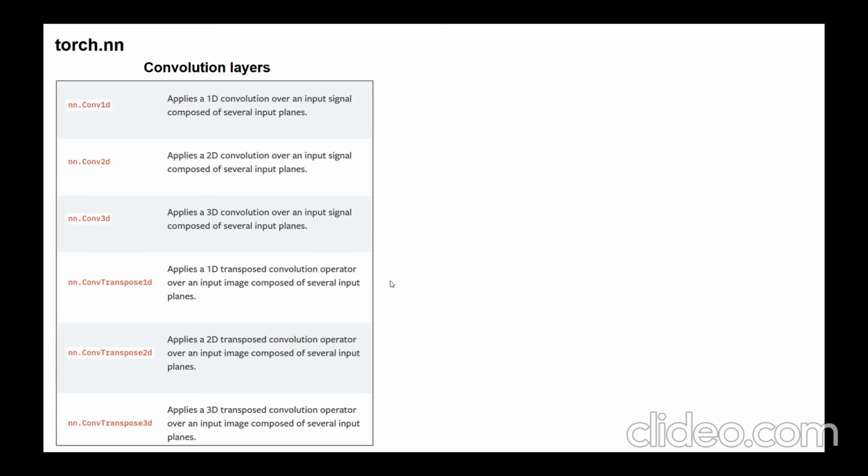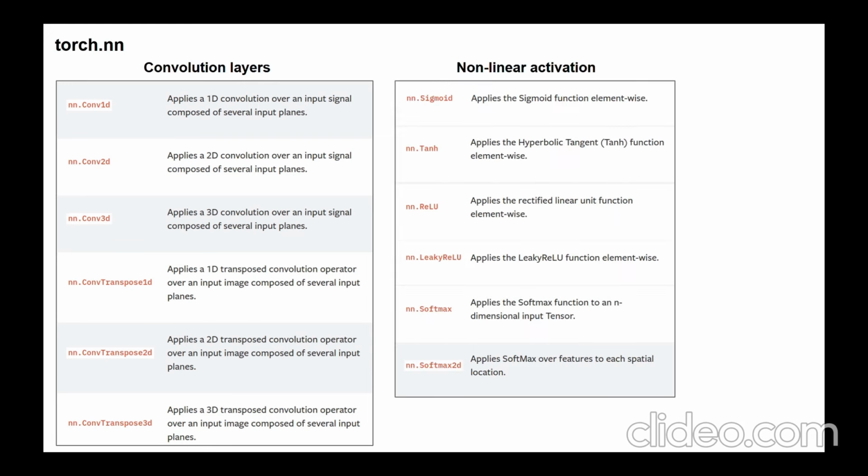Now, let's talk about torch.nn, which is a module for building neural networks. You will find everything here, from convolution layers, activation functions, to loss functions, and more.